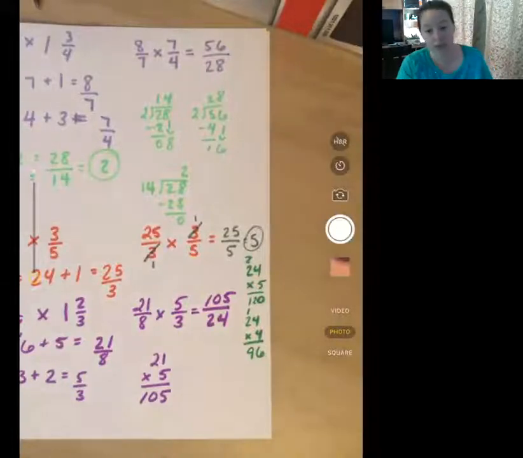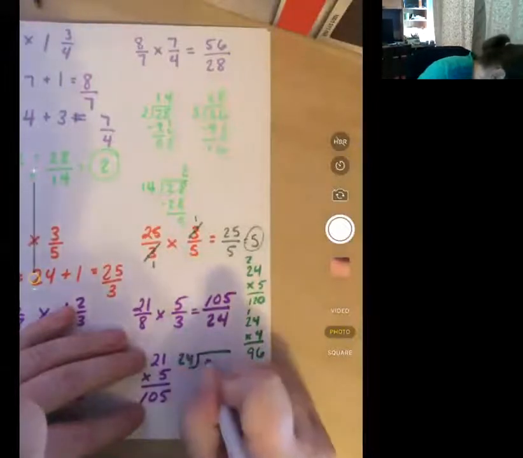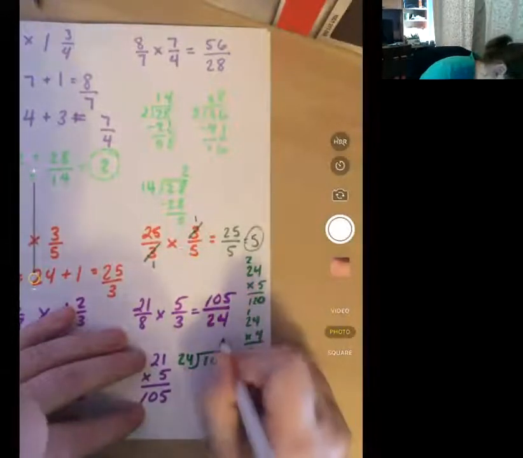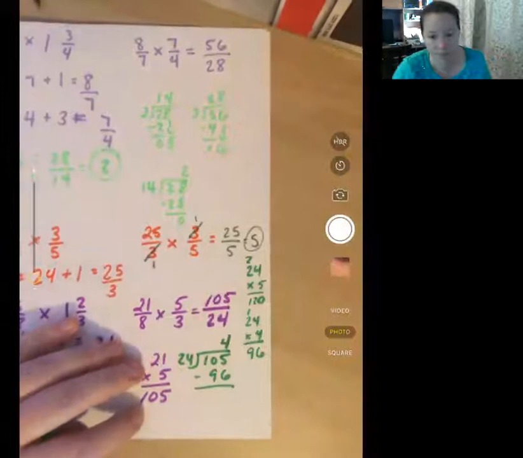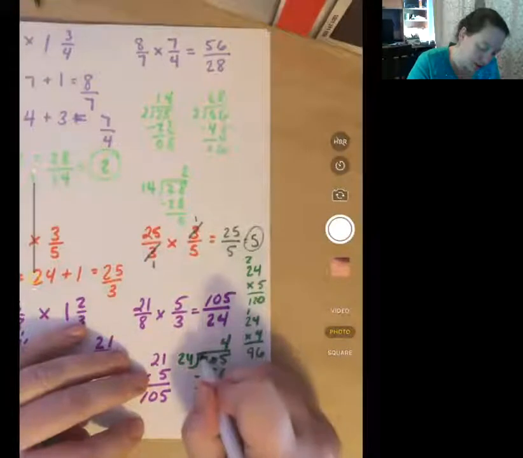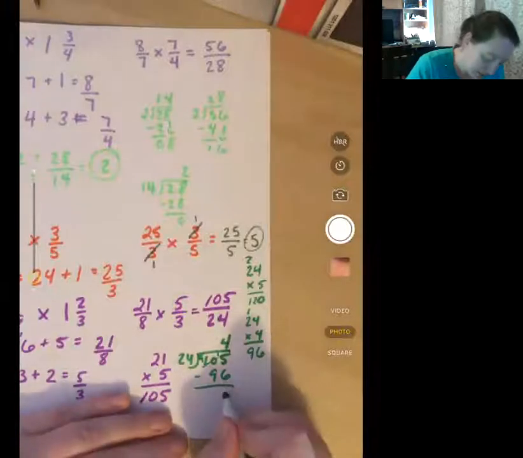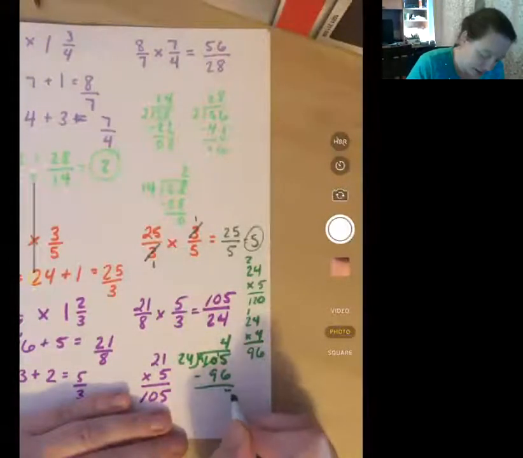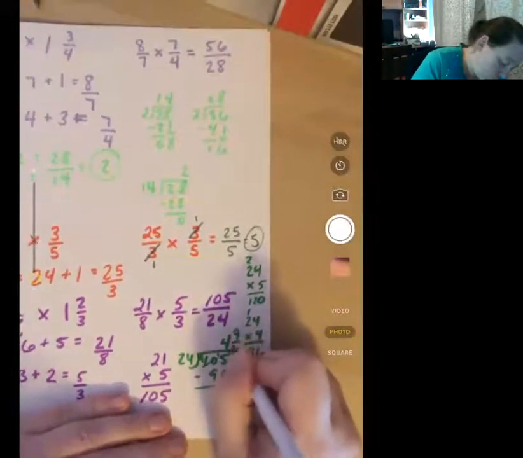Okay, let me show you how we can do this over here. Like this. 24 into 105, we already decided that it was a 4. So we have our 96. Let's subtract. I cannot do 5 minus 6, so I'm going to change that 10 to a 9 and put a 1 over there with the 5, so it's now 15. 15 minus 6 is 9. So I now have 4 and 9/24.